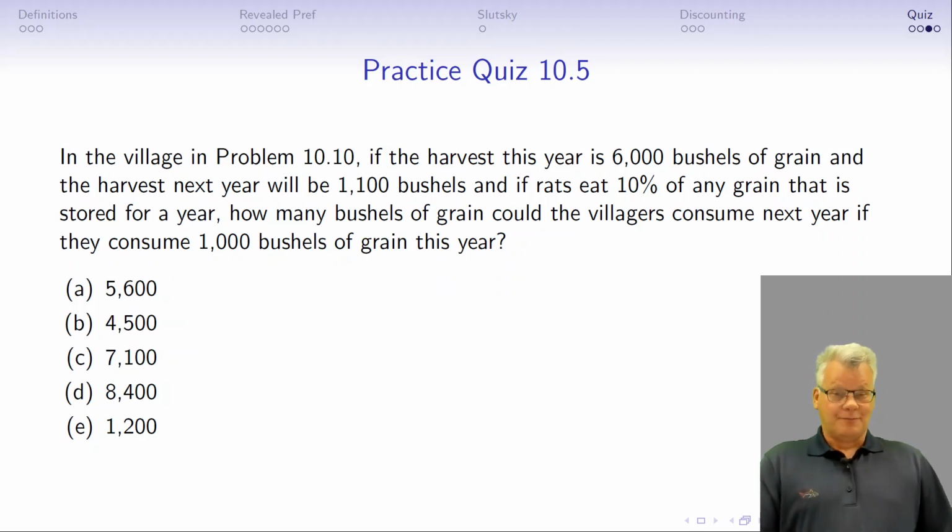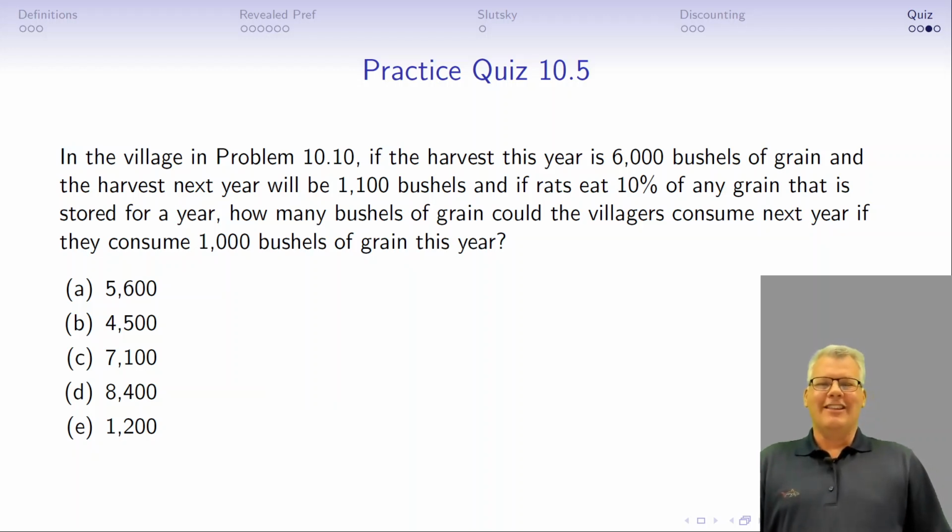Problem 5, we have a village that has a corn harvest. No, sorry, this is just grain. I shouldn't presume corn. But we have 6,000 bushels of grain that are harvested. And next year, the harvest will be 1,100. If rats eat 10% of any grain that's stored for a year, how many bushels of grain could the villagers consume next year if they consume 1,000 bushels of grain this year?